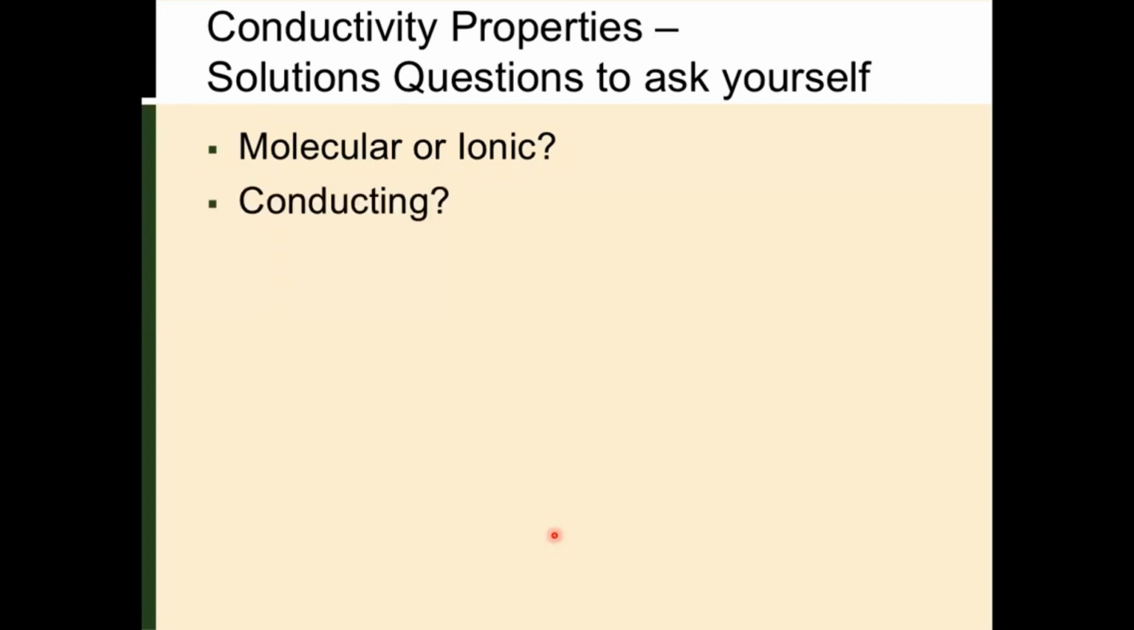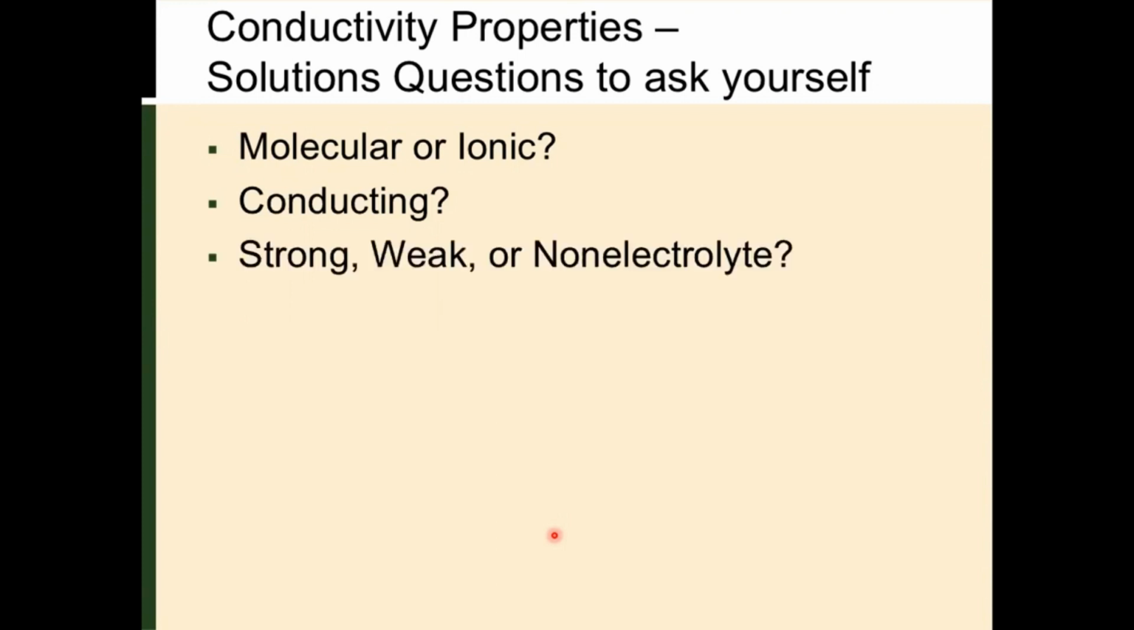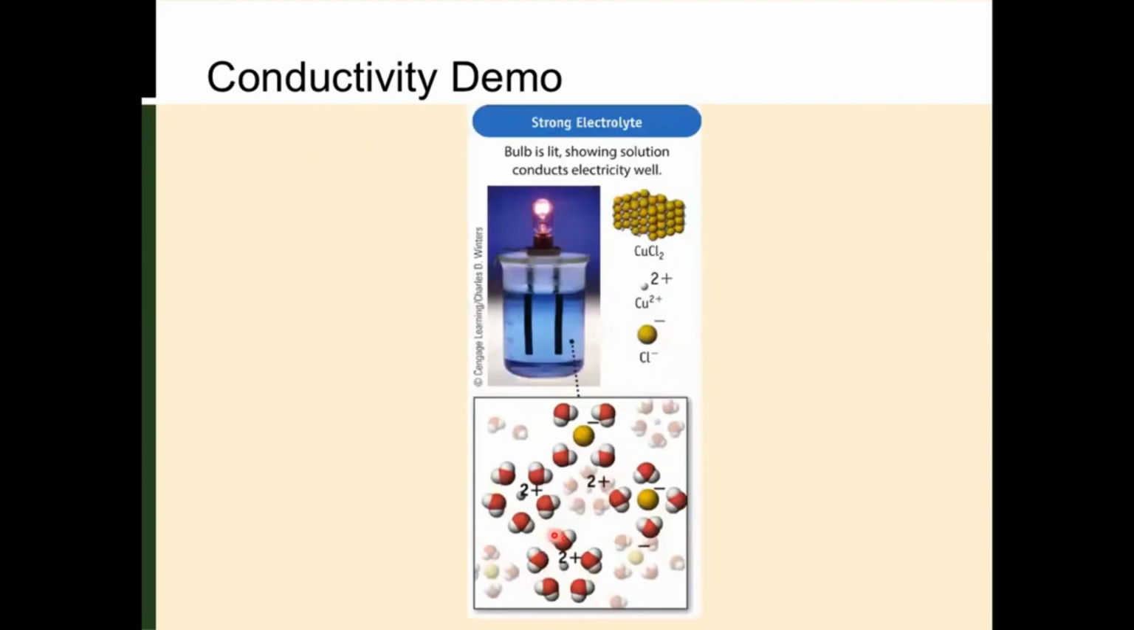So conductivity properties, solutions, questions to ask yourself. Is it molecular or ionic? So for example, are we mixing sugar into our water or are we mixing salt? Is it conducting? One thing that we can do is link it up to an electrical circuit and see if a light bulb is going to be lit up. Is it a strong, weak, or non-electrolyte? Well, that could be told to us via the intensity of the light. What is the best symbolic representation of that system? So how would we create a schematic?